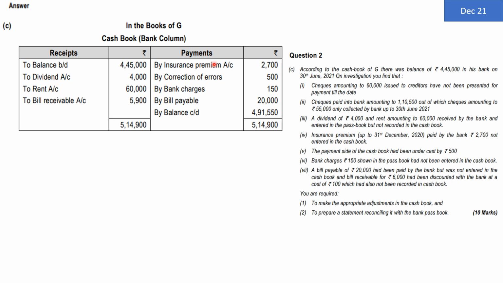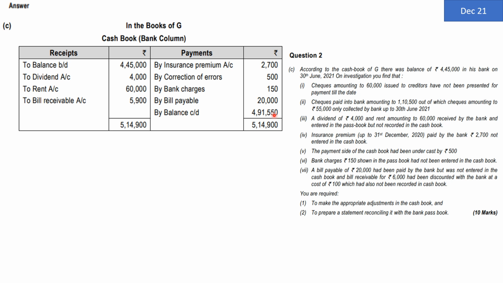Then the insurance premium is recorded as a payment, which was unrecorded. Bank charges and bills payable directly honored by the bank are also recorded as payments. The undercasting of the payment side of the cash book is recorded as a separate payment, now rupees 500. After that, we are taking the total of the cash book. Debit side is 5,14,900, which is taken on the credit side. And then you get a new balance, which is 4,91,550. Now our BRS will not be based on the 4,45,000 balance given by the problem, but our BRS will start from the balance of 4,91,550 as available from the adjusted cash book, which is prepared by us just now.